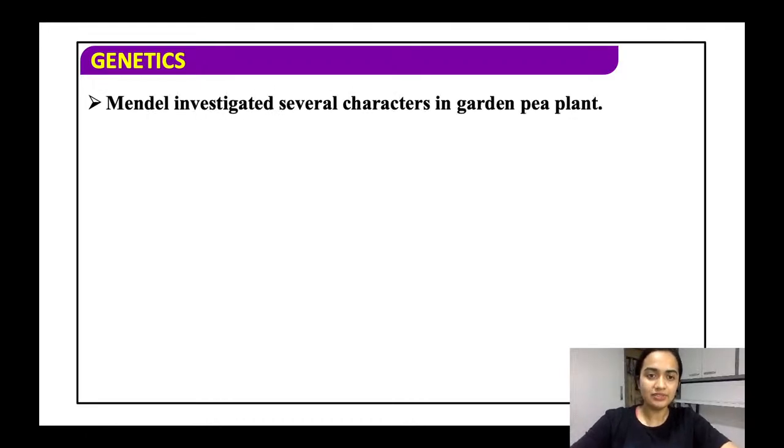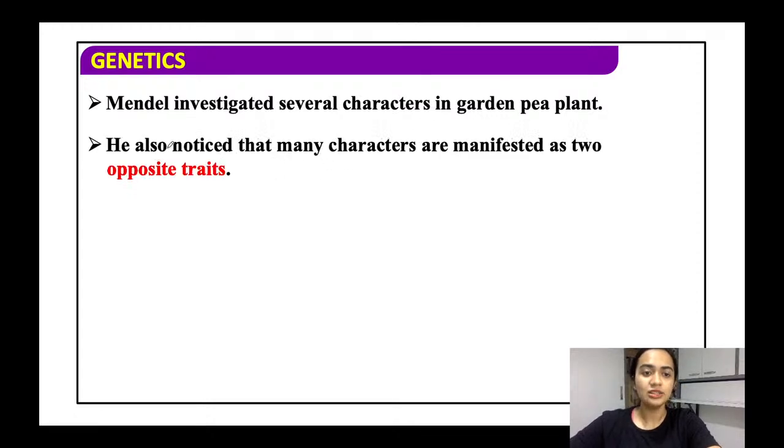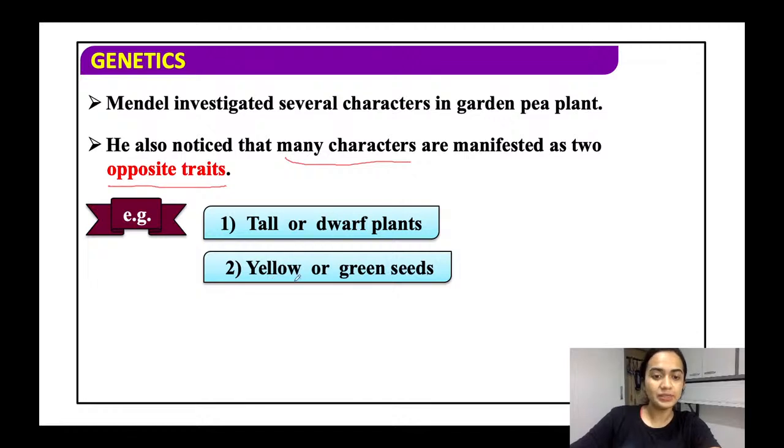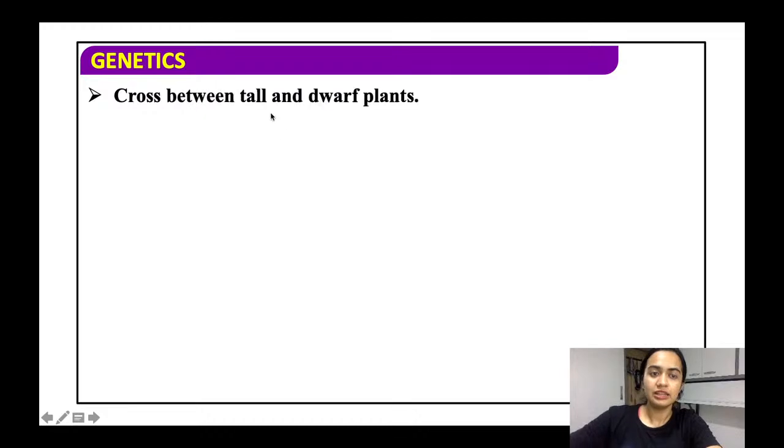So, Mendel investigated several characters in the garden pea plant, and he also noticed that many characters are manifested as two opposite traits. So, what was the interesting thing about the pea plant? That all the traits it had were completely opposite. It was either tall or dwarf, either completely yellow or green seeds. So there was nowhere in between.